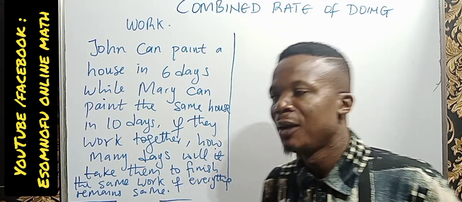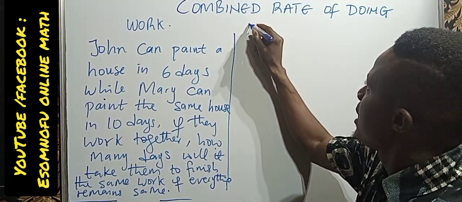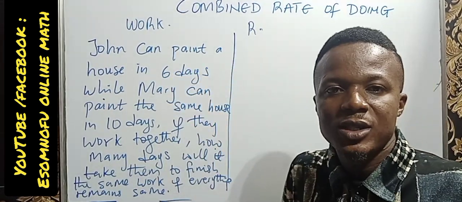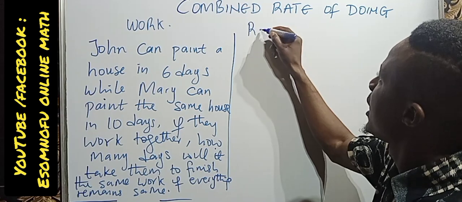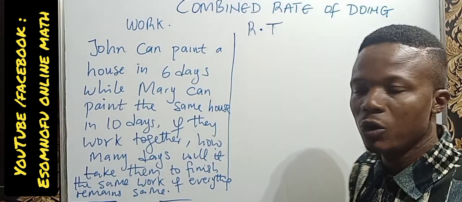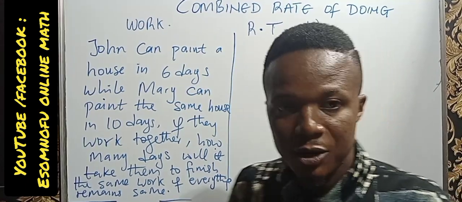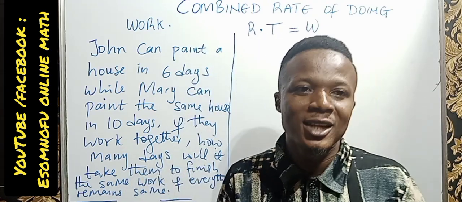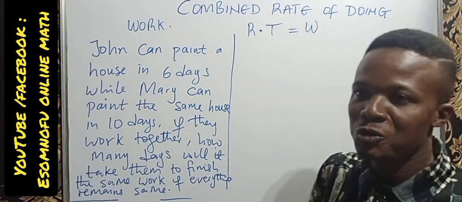And you see that the rate at which one does work, let us use R to represent it. The rate at which one does work times the time taken to do the work will give us the total work that person will produce. This should be at your fingertips: your rate of work multiplied by the time it took you in doing a given work should be equivalent to the work you produce.